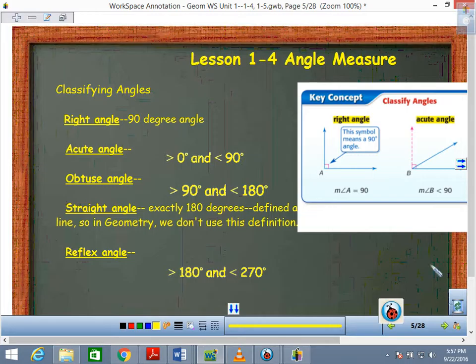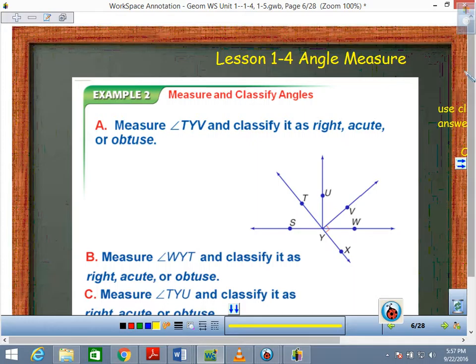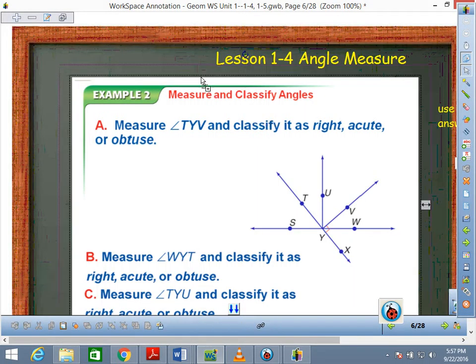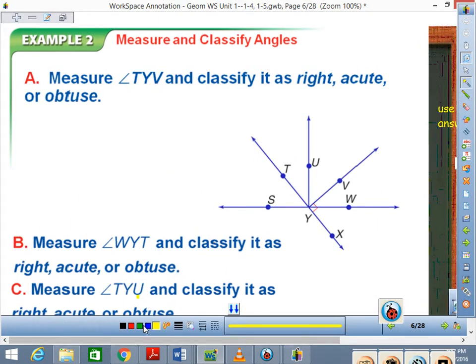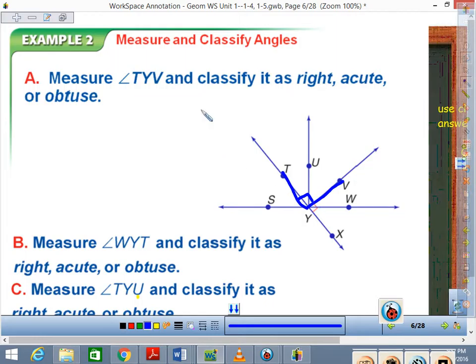So let's keep going. We talked about those angles. We're going to move on. So let's do a little bit of practice. Remember, I know sometimes these types of problems can be a little bit overwhelming, but just make sure that you're taking them one bite at a time and we'll be fine. So in this case, we're going to measure TYV and classify it as right, acute, or obtuse. So we're going to look at angle TYV. If you had a protractor out, you would know that that's actually a right angle. So this one should be a right angle.